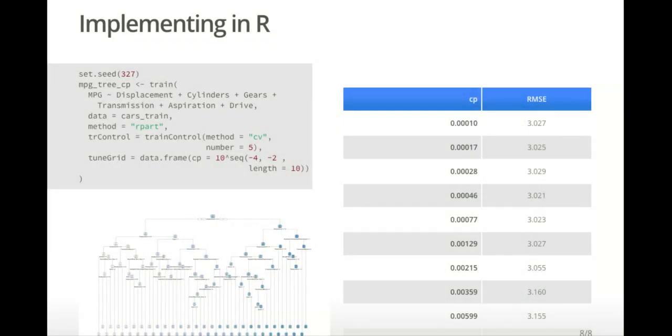In R, we will use the standard train function from the caret package to fit the model. We specify a decision tree by using method equals rpart. The plot illustrates the tree constructed using the CP parameter with the smallest cross-validated RMSE. The table shows the various RMSEs for different values of CP.